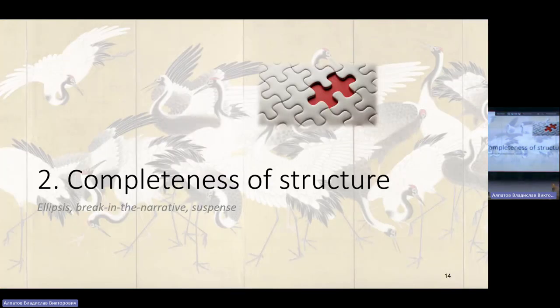Now, we're done with the block of figures of speech which were based on the word order. Once again, to recap it, it was foregrounding, inversion, detachment, and parenthesis. Now, on we go to the completeness of structure. And here we deal with ellipsis, break in the narrative, and suspense. I insist on this pronunciation because this is the right pronunciation. I checked it multiple times, although everybody calls it suspense in Russian at least. So ellipsis, break in the narrative, and suspense.